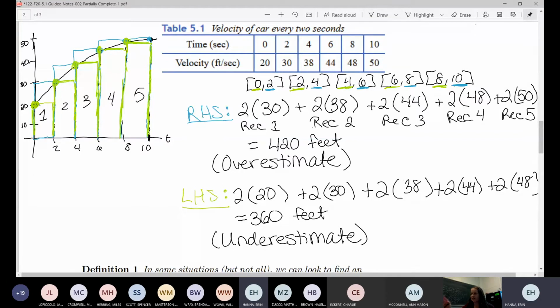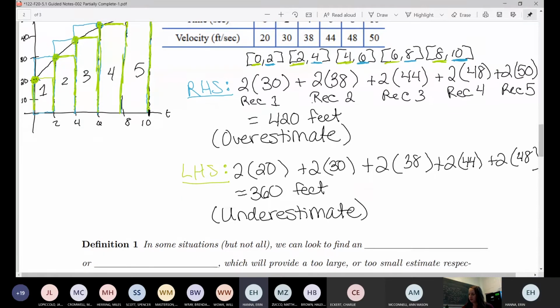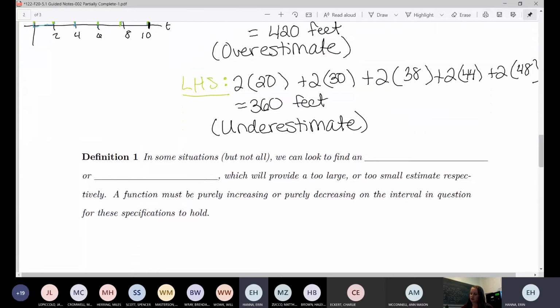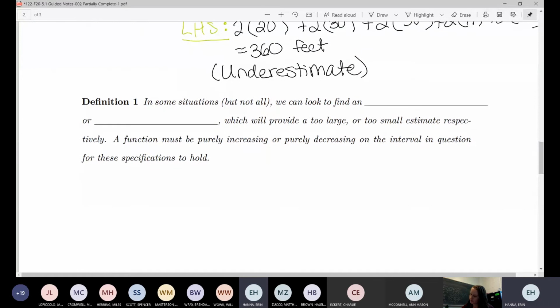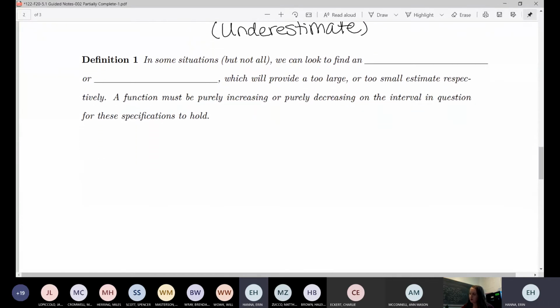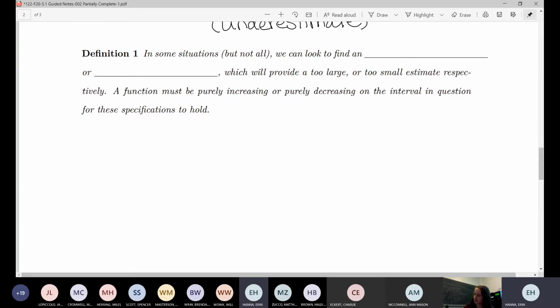So that's not always going to be the case. Okay, so I don't want you to associate left hand with underestimate and right hand with overestimate. But in this specific case, that's how it worked out. So, still not seeing any questions, but feel free to stop me if you have any. So in some situations, but not all, we can look for these overestimates, so overestimation, or an underestimation.